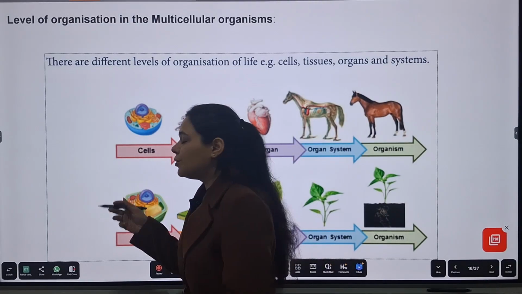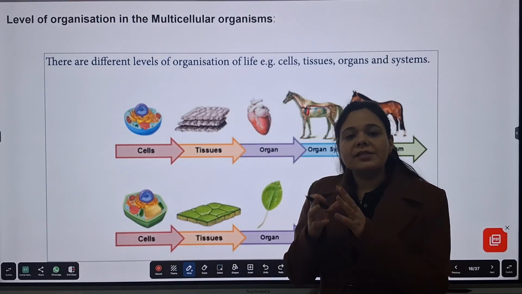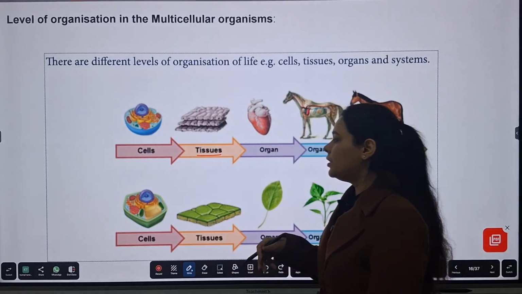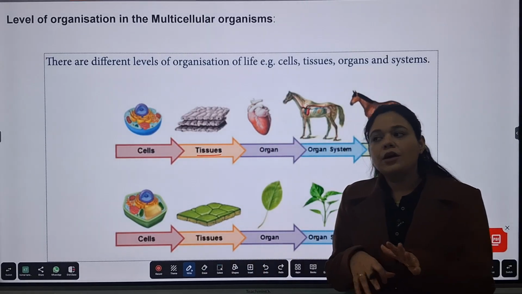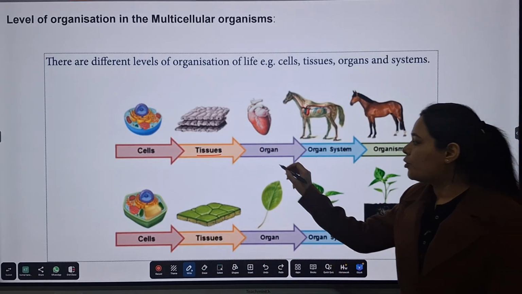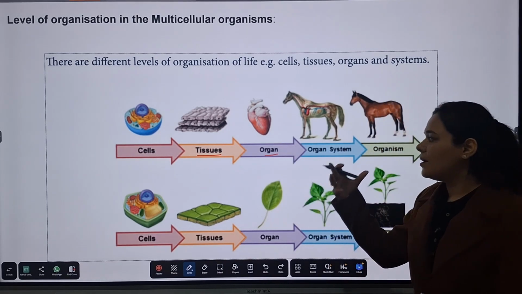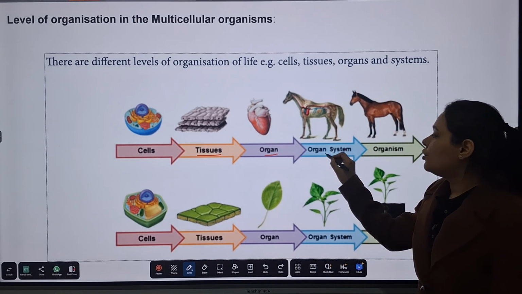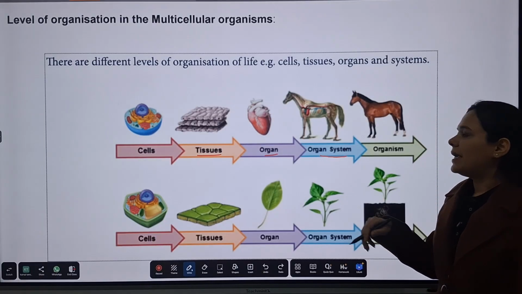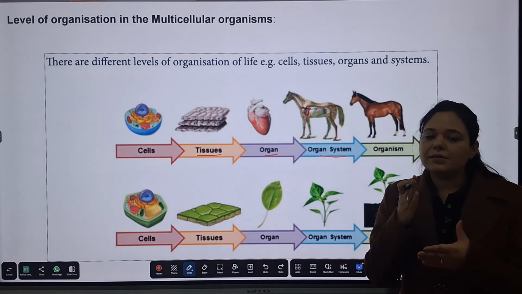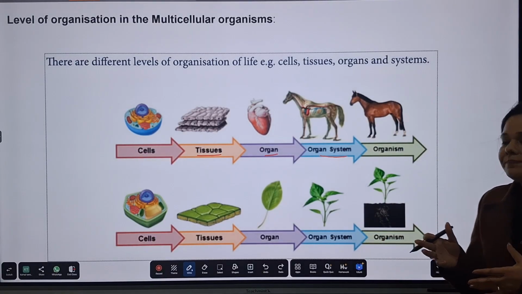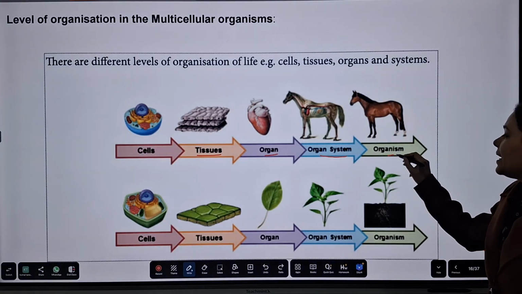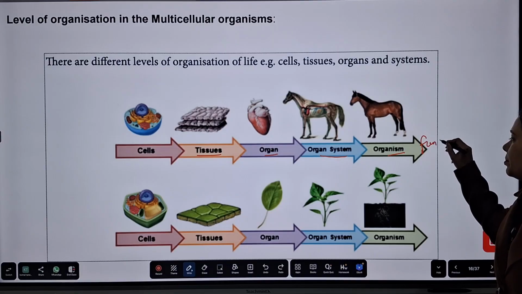Now let's go a step further and understand the level of organization in case of multicellular organisms. Different cells group together to perform a specific function, and this group of cells we call tissues. Different tissues work together for a specific function, we call them organ, like heart, pancreas, liver, etc. Different organs are working together to form an organ system like digestive system, circulatory system, excretory system, etc. Different organ systems work together to make an organism function properly.